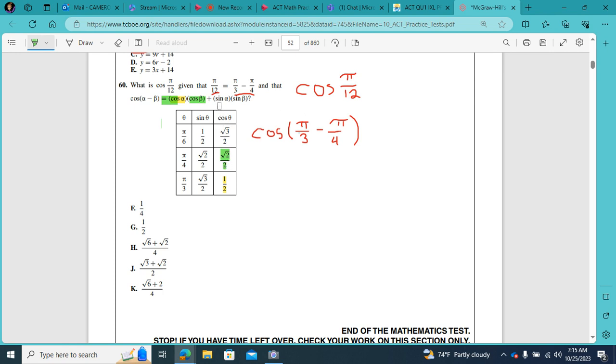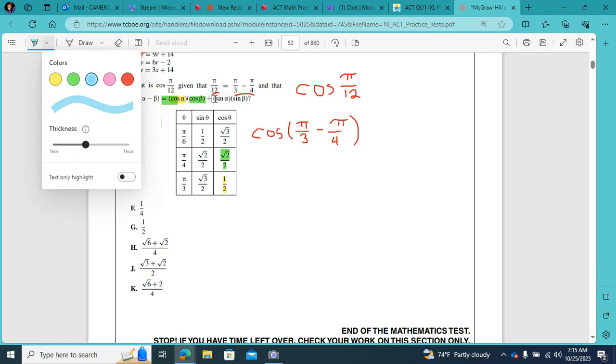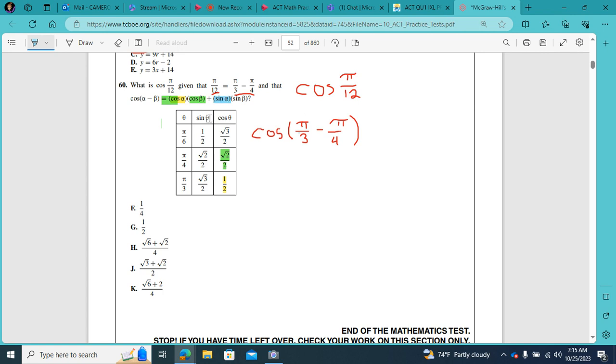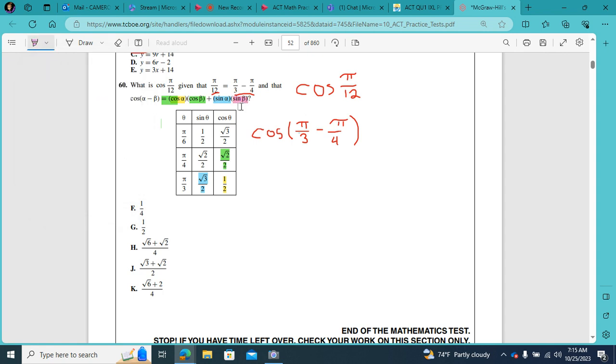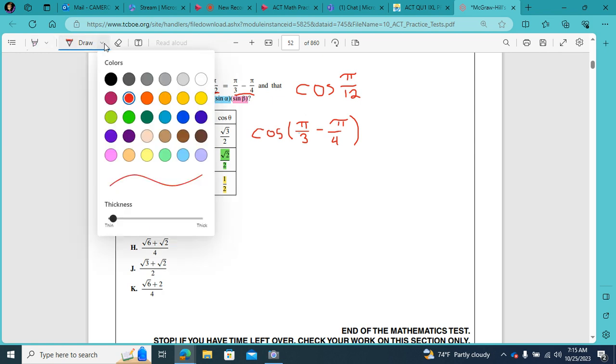Then plus the sine of alpha, alpha is pi over 3, times the sine of beta, which sine of beta is pi over 4, right here. Okay, now I can get to writing again.